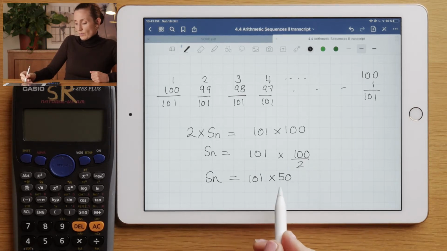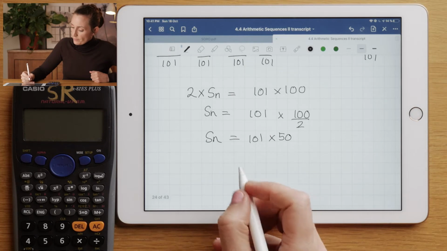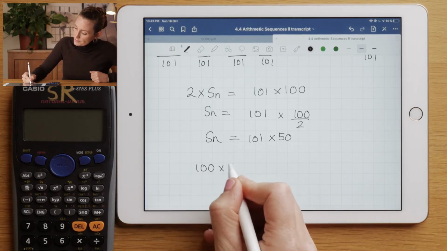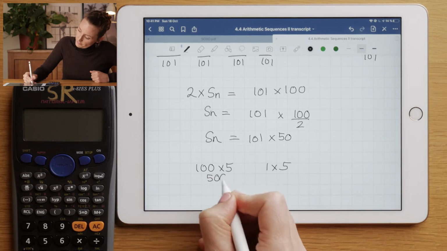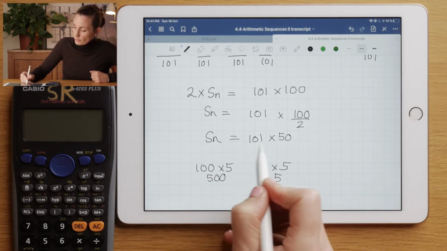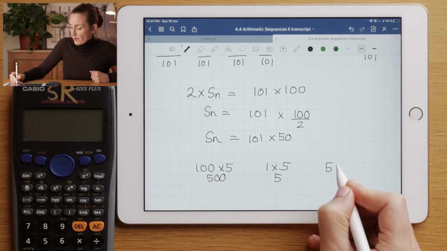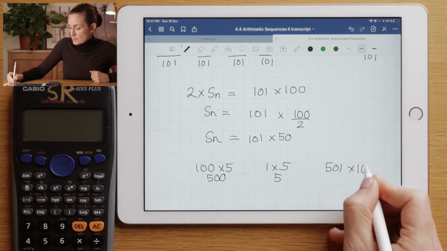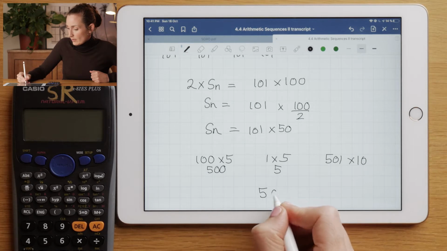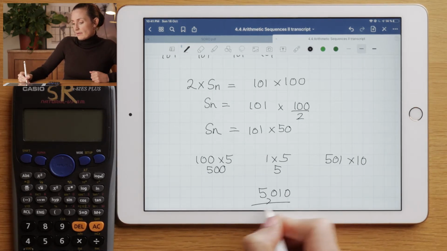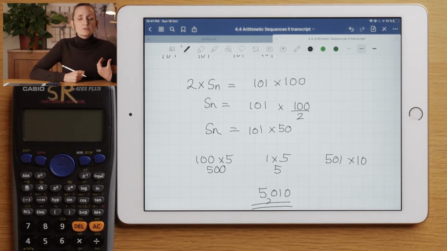So you can do 101 times 5 and add a 0. So 100 times 5 and 1 times 5, so that would be 500, that would be 5. So 101 times 5 would be 501, and then times that by 10. So you can get 5010 as the answer. And he did it so quickly, and his primary school teacher is amazed.